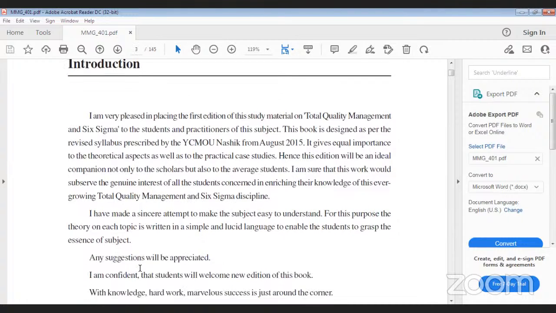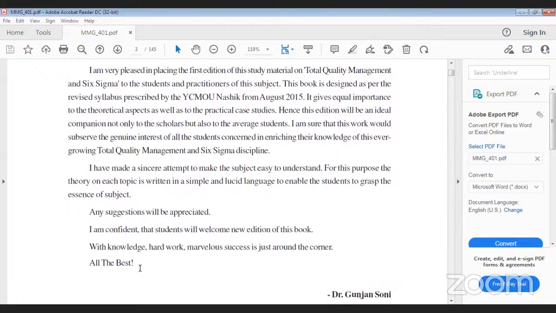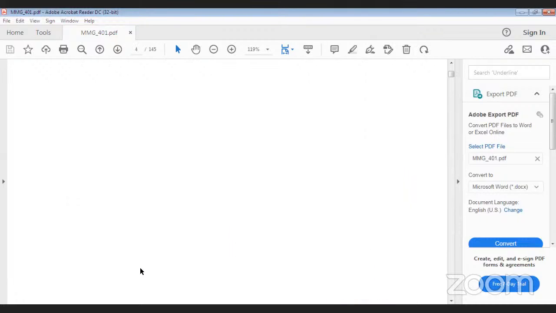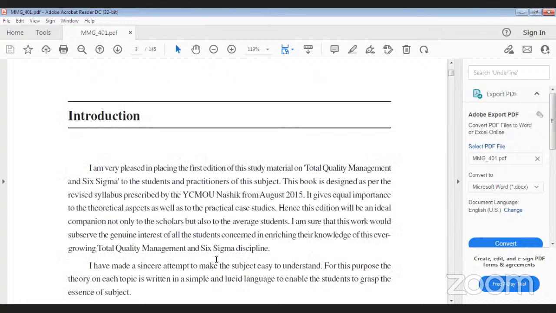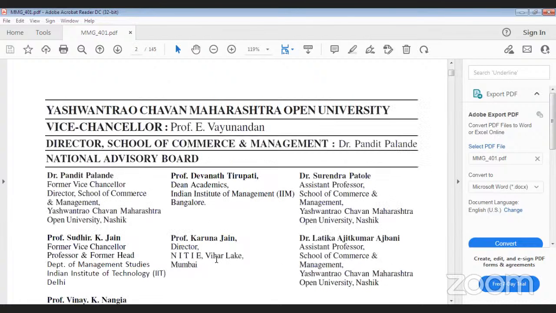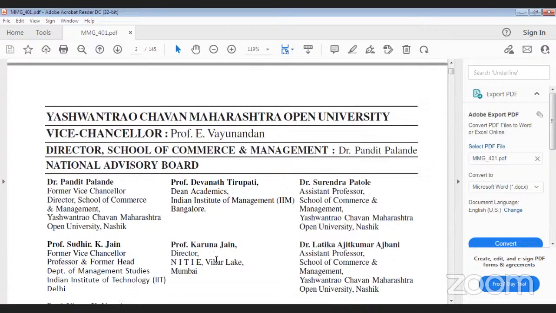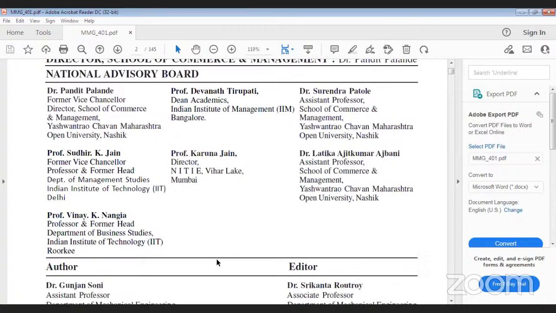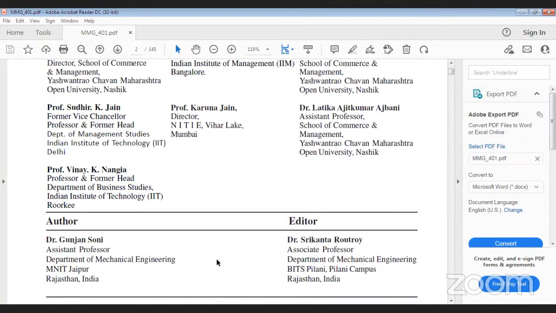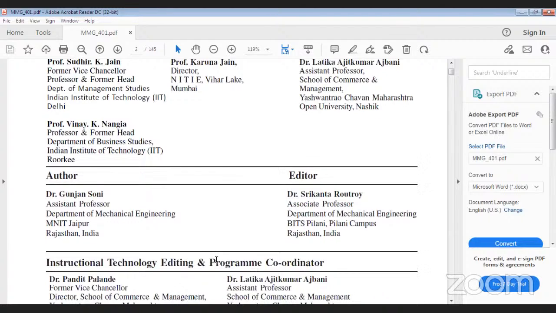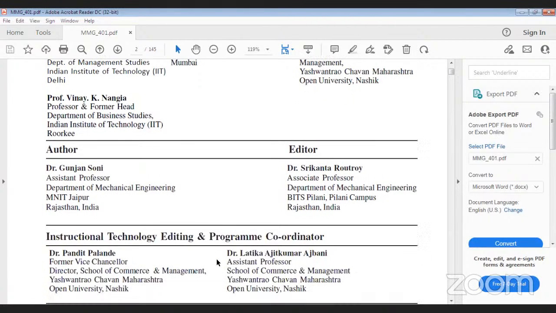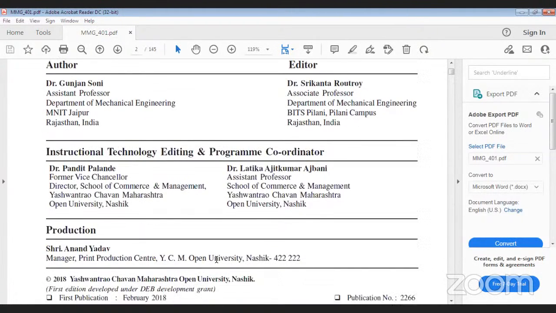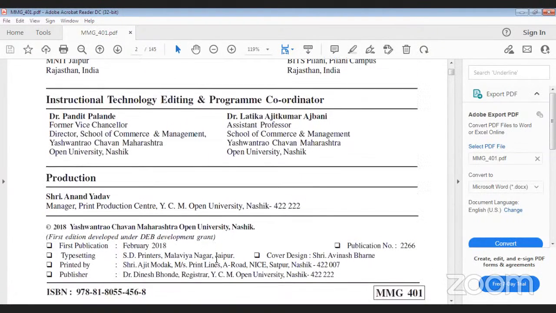Now in this book you will find some points given in the introduction. The first job is to turn out quality merchandise that consumers will buy and keep on buying.